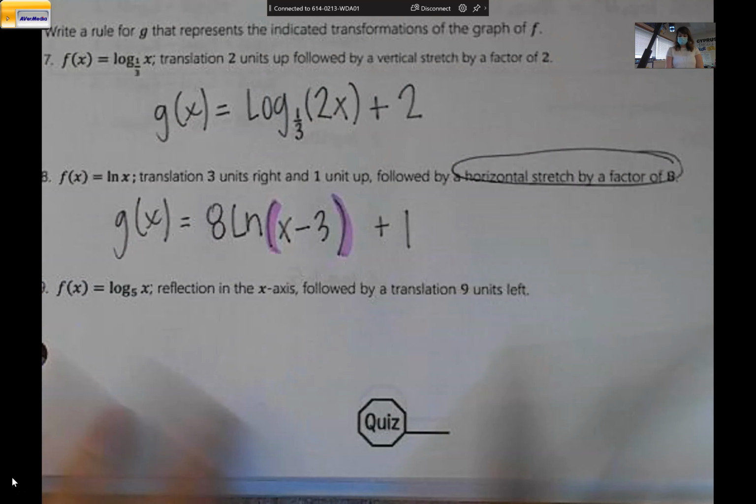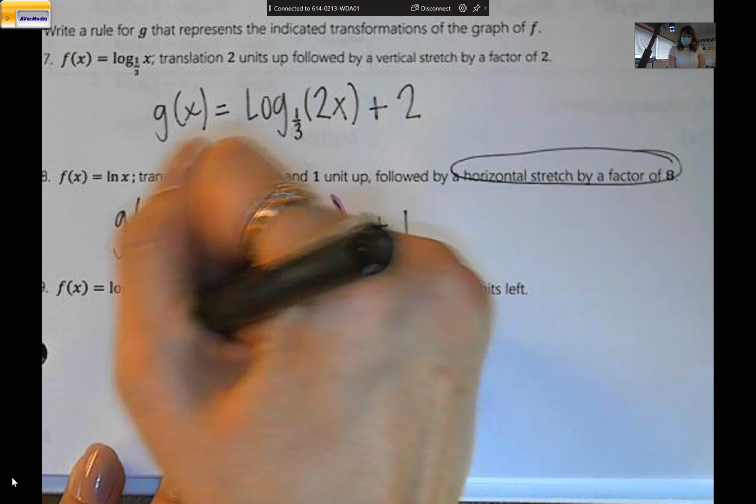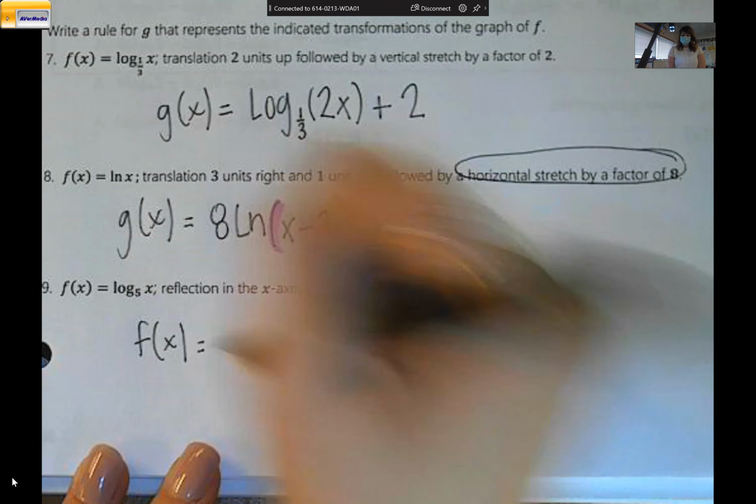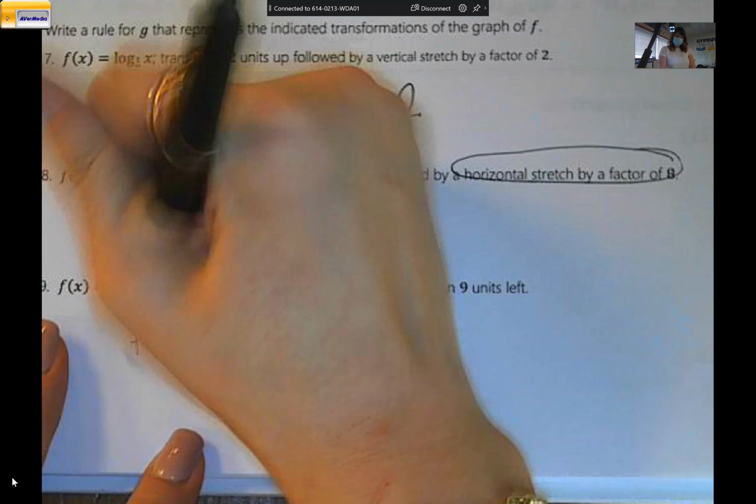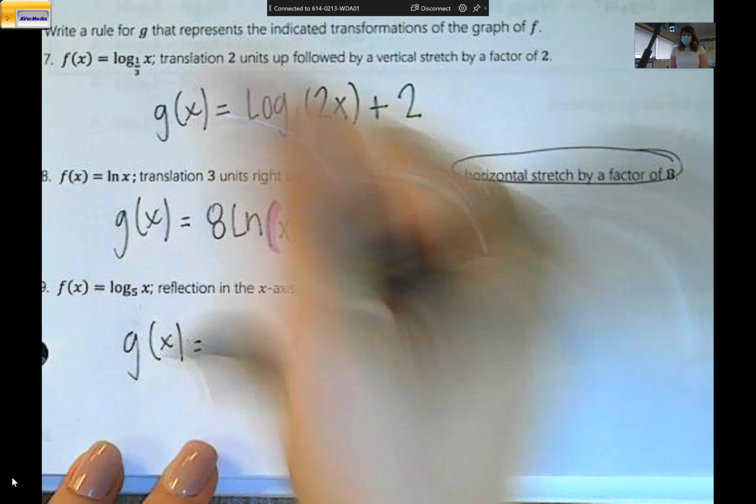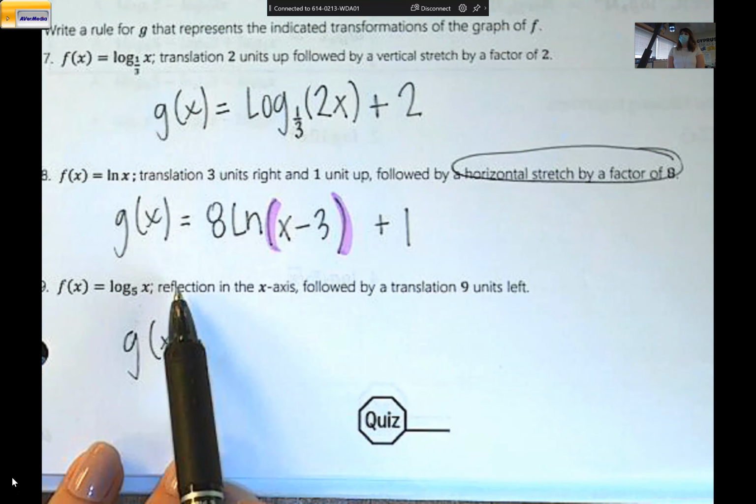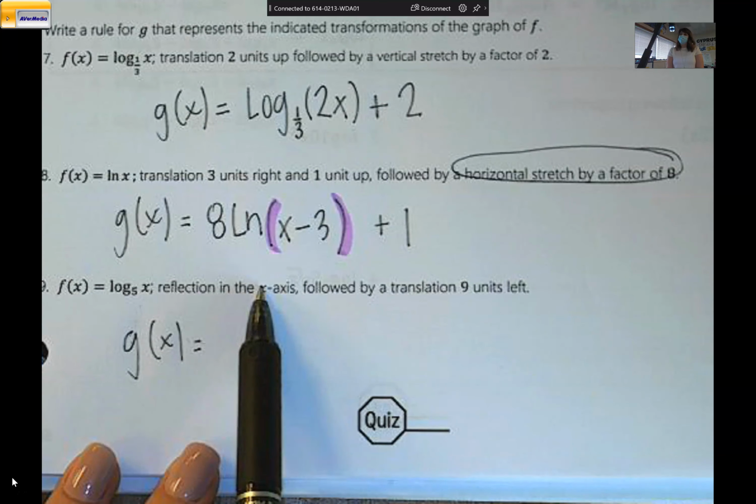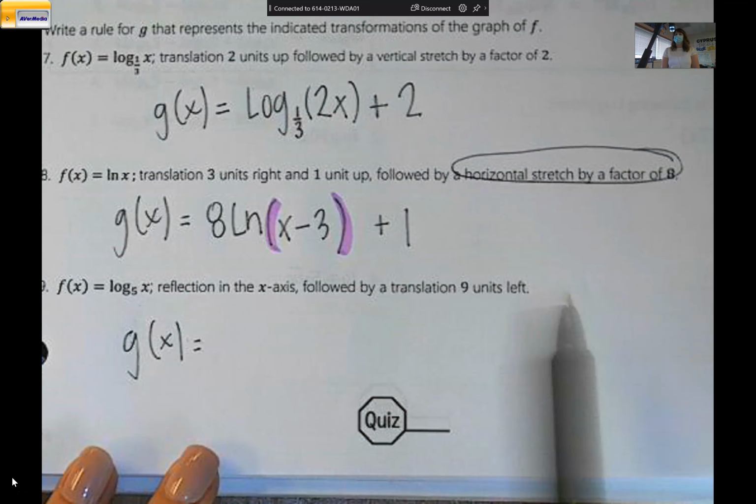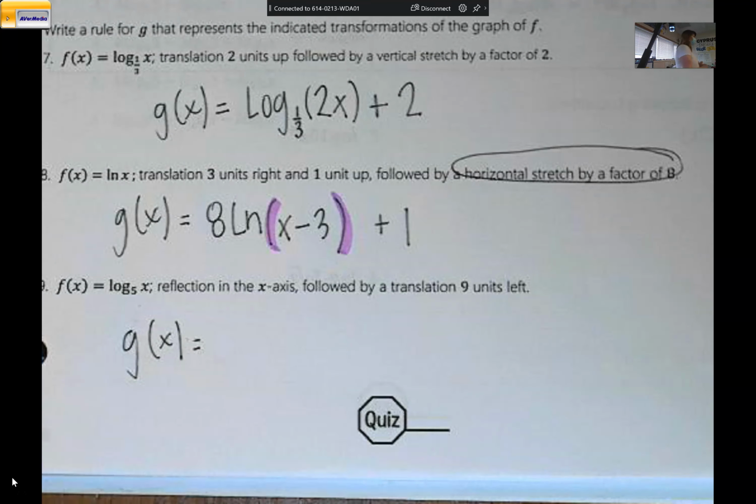Okay, last one that you're trying. Oh, don't name it F. It's got to have a different name. G. You try 9. The only thing you're doing is reflecting and then going down by 9. So see if you know, where do I put that negative? Where do I put the 9?